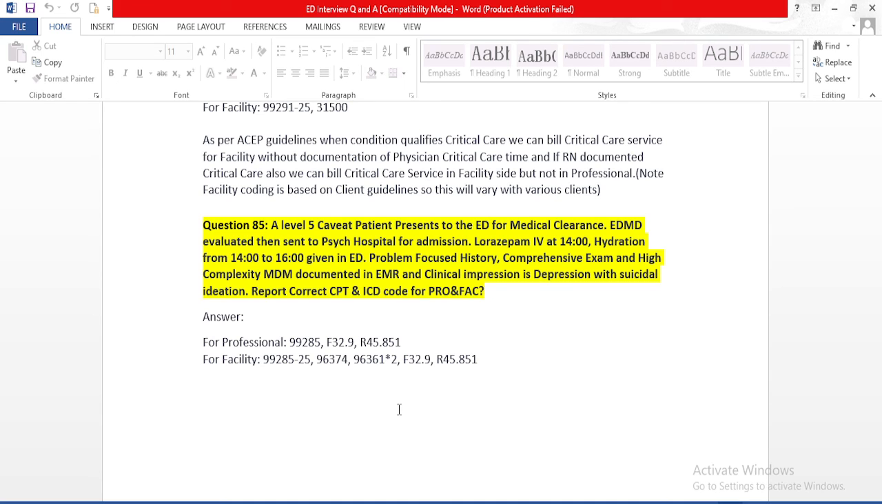So for professional, we need to code 99285, the depression code as well as R45.851. For facility, we need to code 99285-25, 96374 as the facility will provide services, and 96361 for hydration, and as usual the ICD codes.